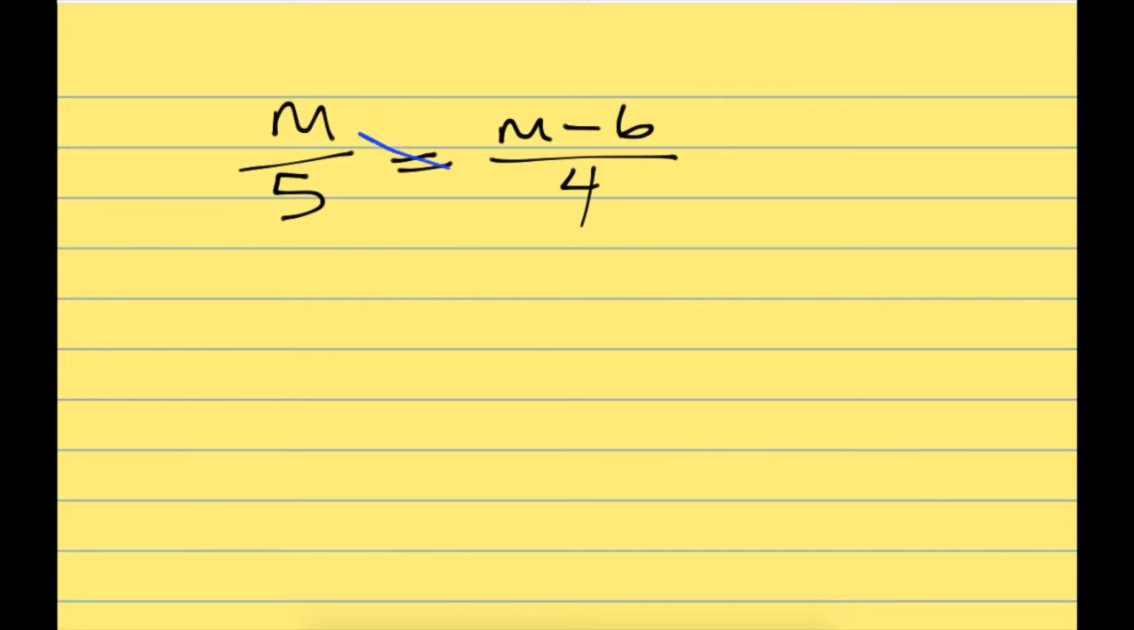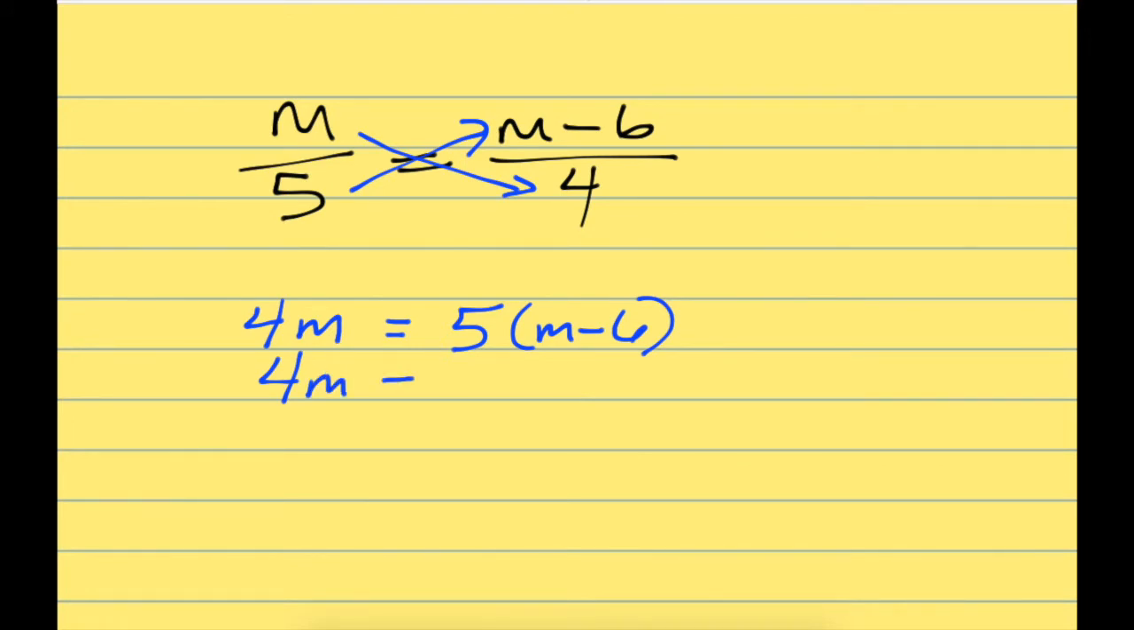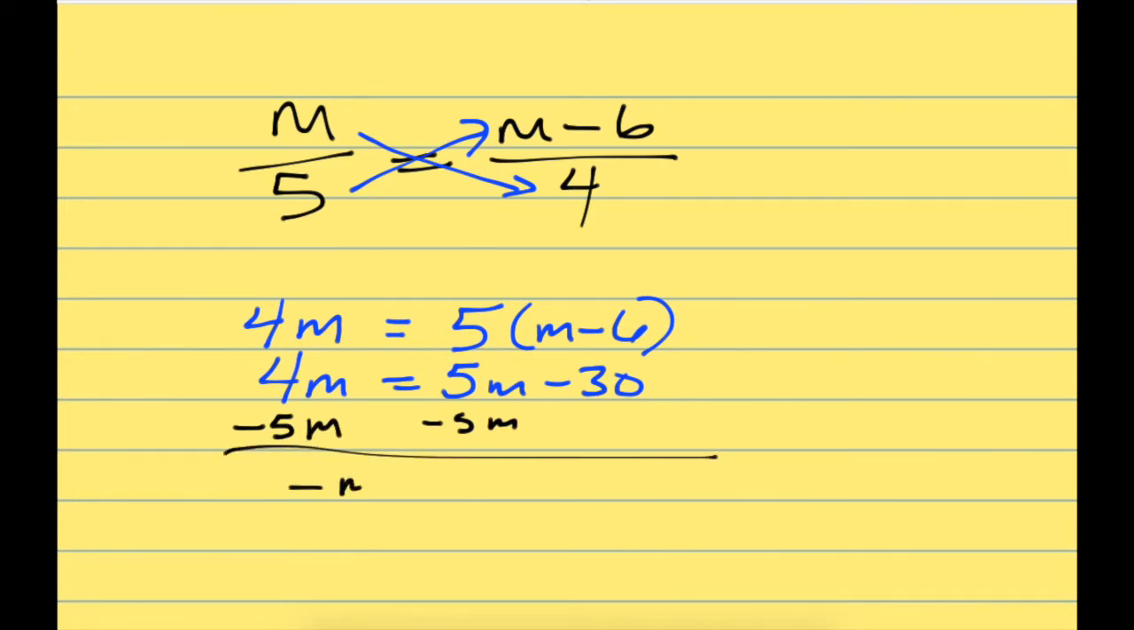So our first step is cross multiply. We're doing 4 times m, has to equal 5 times m minus 6. And we got to remember to use our distributive property properly, which gives us 5m minus 30. Next step is to subtract 5m from both sides, giving us negative m equals negative 30, which means that m must equal 30.